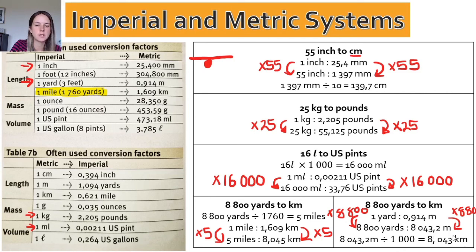8,043 kilometers. You can see there's a bit of a discrepancy. There is a 0.02 difference. That is just because the information they give us in the table is probably rounded off, and that's fine. This is the information they give us, and that's what we're working with.